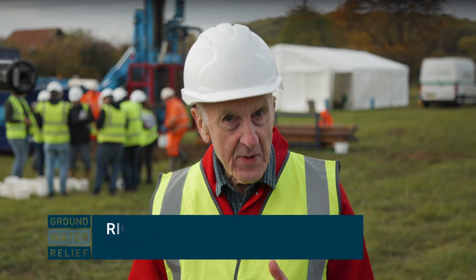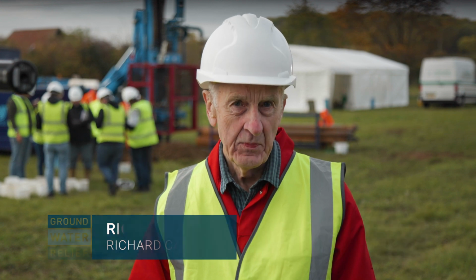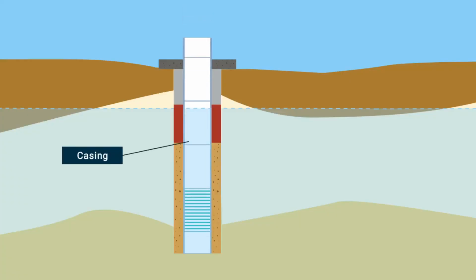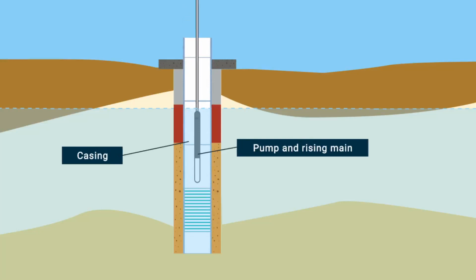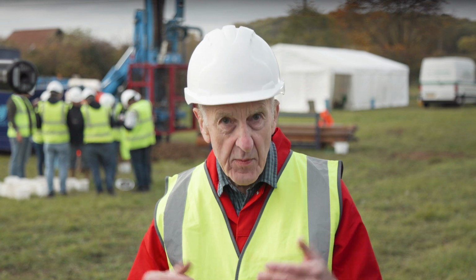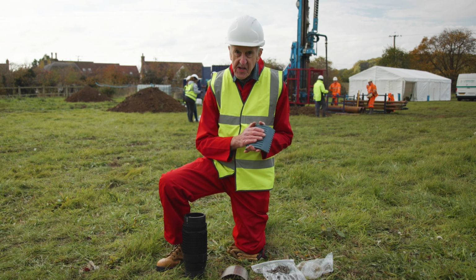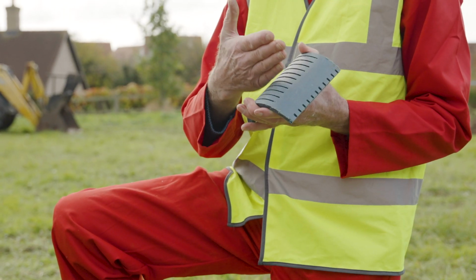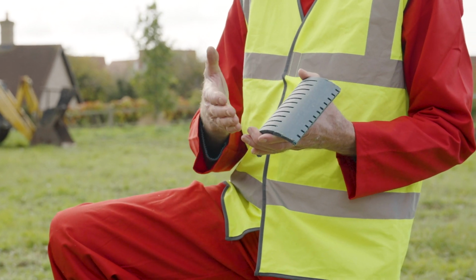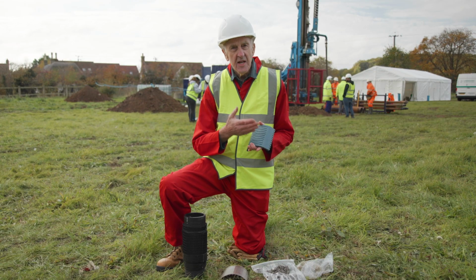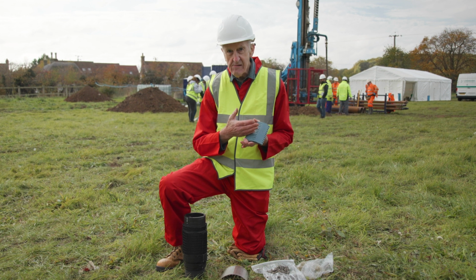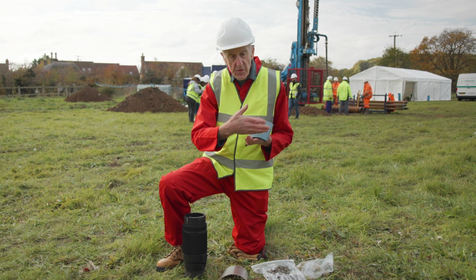Once a borehole has been drilled, the well must be cased and screened to prevent collapse. The casing accommodates the pump and its rising main, which conveys water to the surface. The well screen is designed to permit the flow of water into the well without any solids. Well screens can be made from PVC, which often has saw-cut slots.